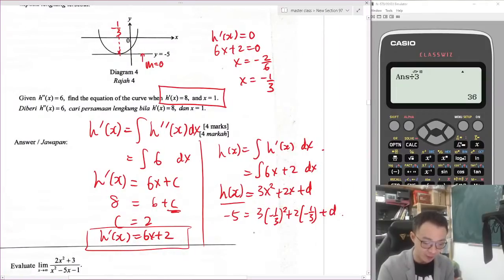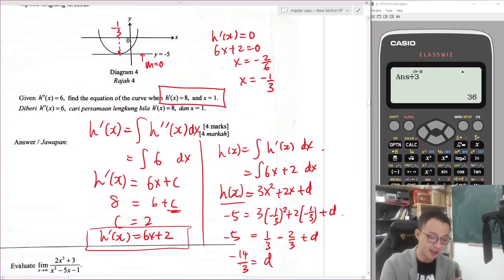Alright, so we want to solve this one. This one is 1/9, so I get 1/3 minus 2/3 plus d equals -5. So d should be -14/3. Alright, so then I can get my final equation. Therefore, my hx is 3x squared plus 2x minus 14/3. Done.